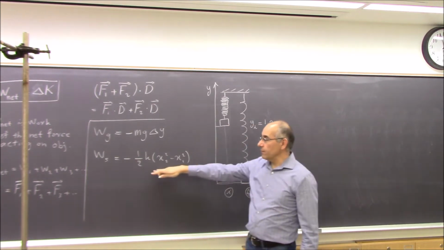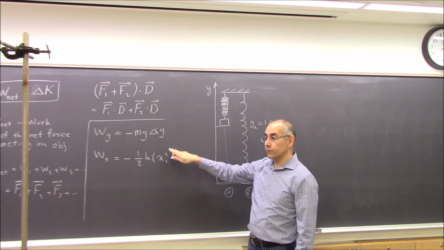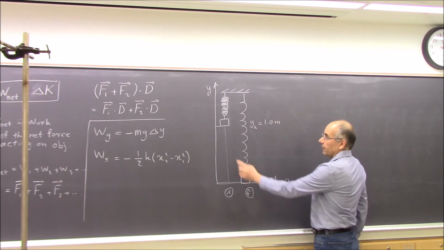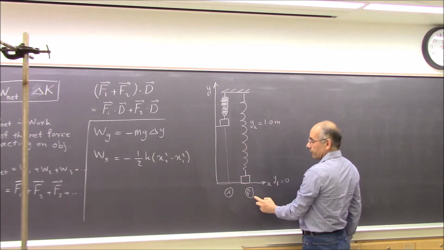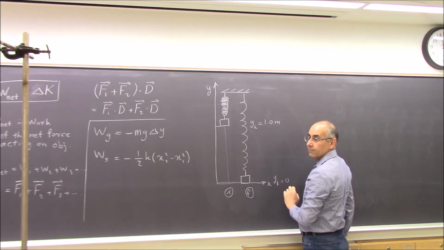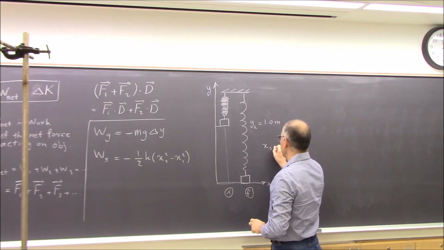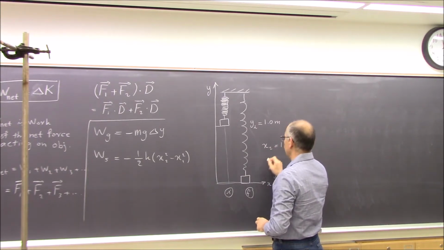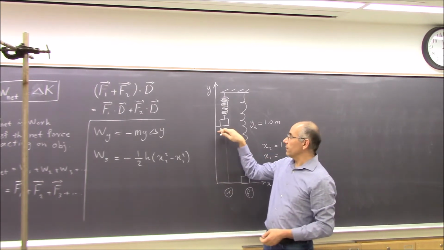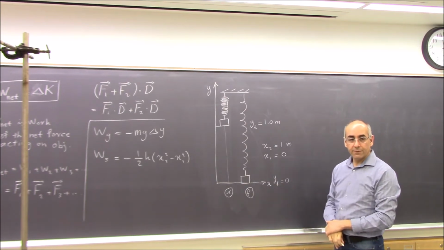In this equation, we have W of a spring equal to negative 1/2 k, x2 squared minus x1 squared, where x2 is the distance from the equilibrium for the second point. What is the distance here from the equilibrium? x2, yes, x2 is 1 meter, and x1 is starting from equilibrium, right? So x1 is 0. That's for the spring, right?